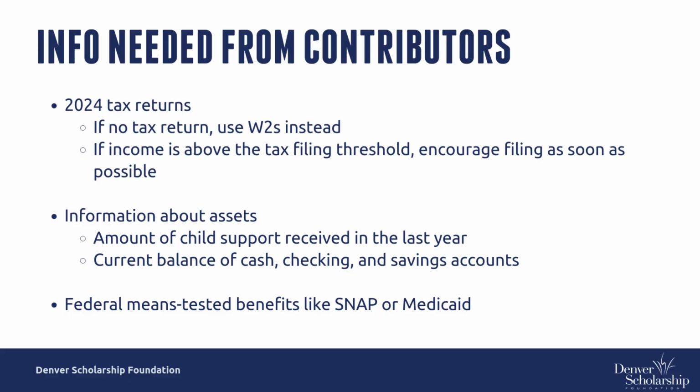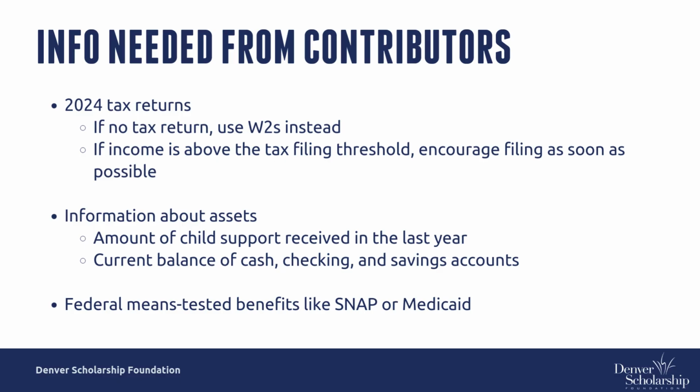They'll also want to have information about their financial assets available. That includes any child support that was received in the past year, as well as their current balance of cash, checking, and savings accounts. They'll also be asked about any federal means-tested benefits. That means benefits that are based on the person's income. That includes things like SNAP, which is another name for food stamps, or Medicaid.